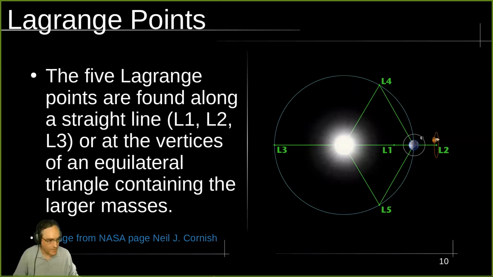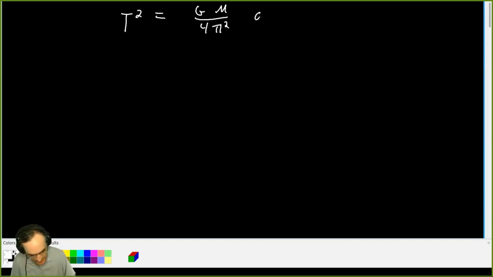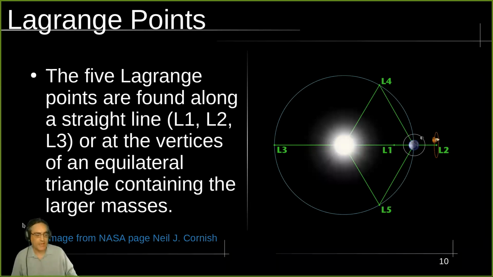There we are. That'll let me do this. The equation looked something like the period squared is equal to G times the central mass over 4 pi squared times the semi-major axis cubed, which means it does depend on the central mass. So we can essentially cheat the situation by having another object further out that's tugging it the other way and effectively reduce the mass.